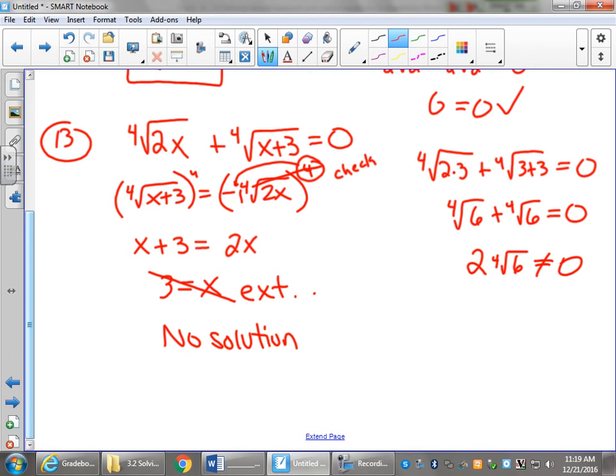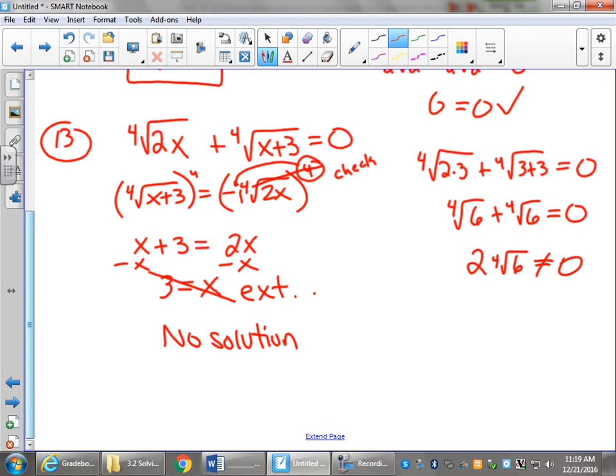So x equals 3 from this step to this step? Okay. So I subtracted this x over to the other side. So this 3 is coming down. And then 2x minus x is 1x. Okay. Any other questions on that one?